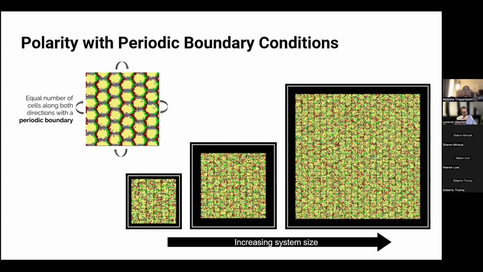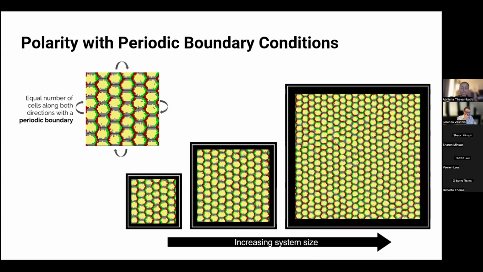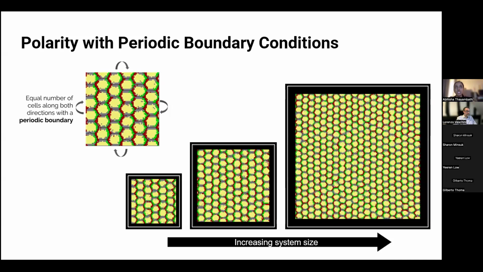Now, we tried to understand how different kinds of boundary conditions can affect the long-range polarity of the system. We started with the simplest case, where we have periodic boundary on all sides and there are equal numbers of cells along both the directions. And then we try to increase the system size and see how robust the polarity is. Similarly, we also examined a second boundary condition.